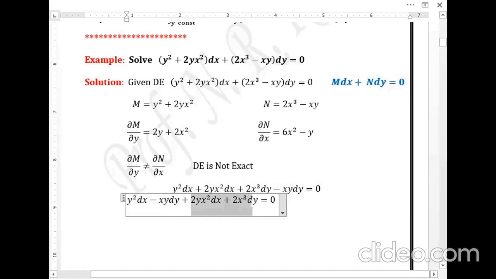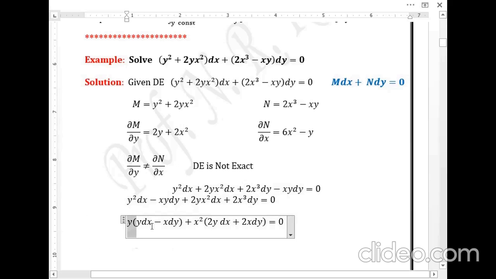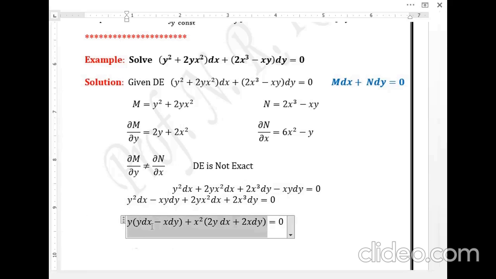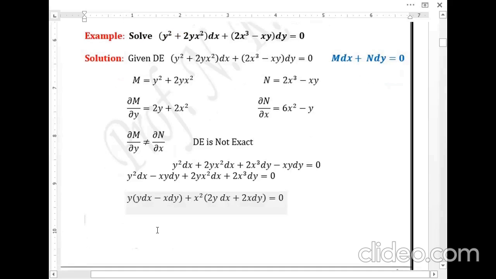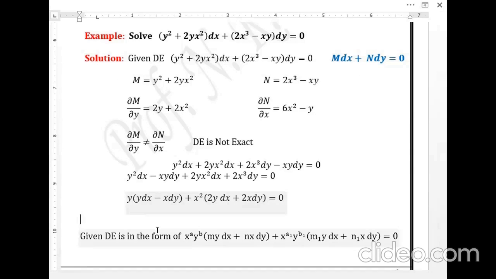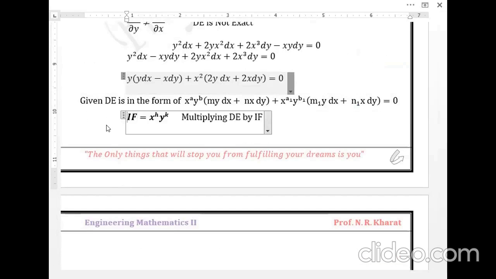Then in terms number third and fourth, the index of x goes on increasing, that is x² and x³. So we have to take y common from the first two terms and x² common from the last two terms. So the example becomes y (y dx − x dy) + x² (2y dx + 2x dy). So the example fits rule number 5. So we have to assume the integrating factor in the given form. Here when we observe, the value of a is 0, the value of b is 2, m is 1 and so on.